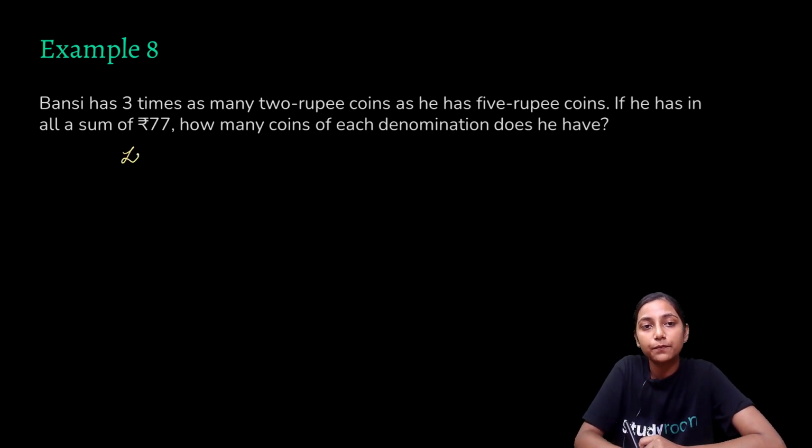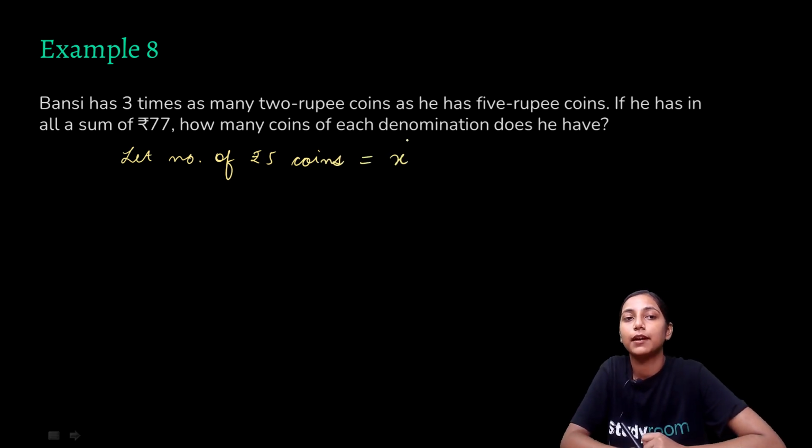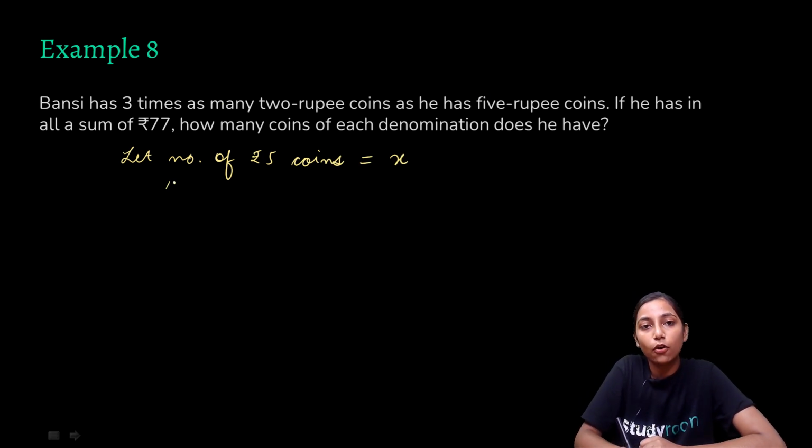So let the number of 5 rupees coins be x. Bansi has 3 times as many 2 rupees coins as he has 5 rupees coins. So the number of 2 rupees coins will be 3 times x.